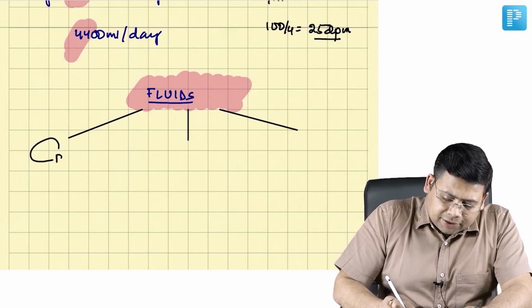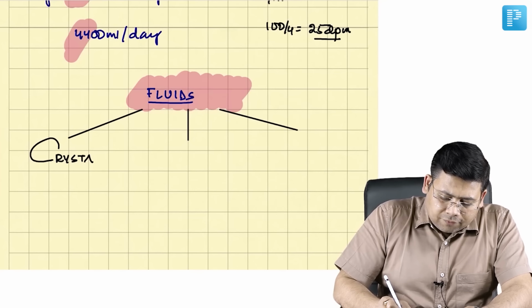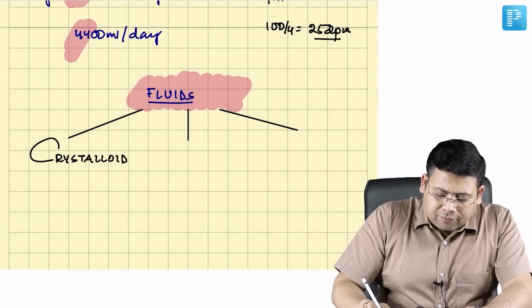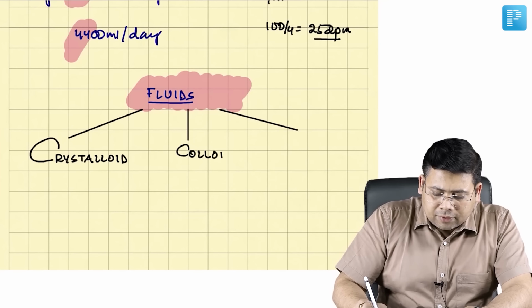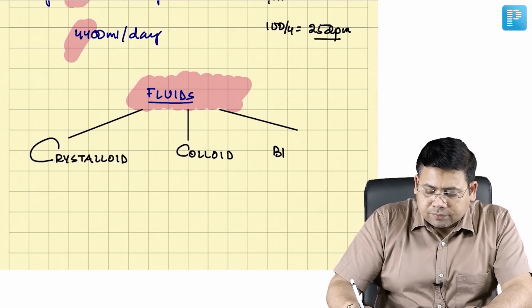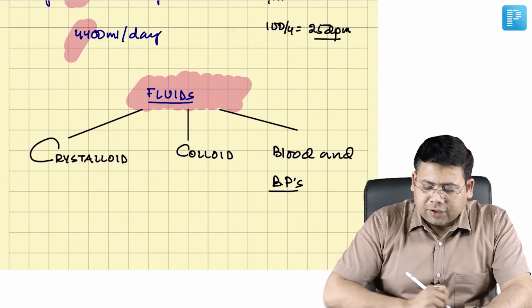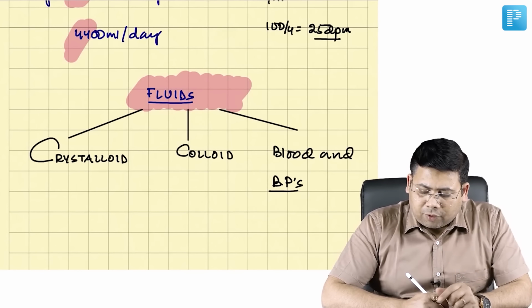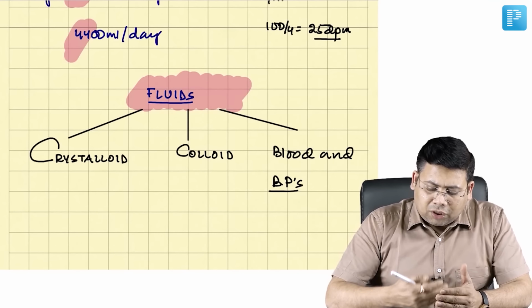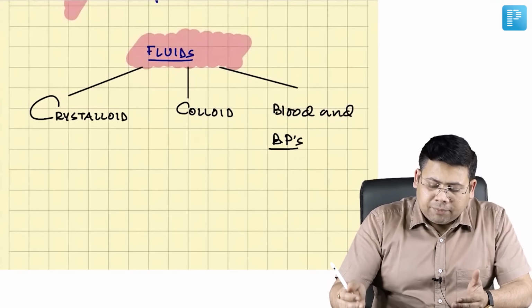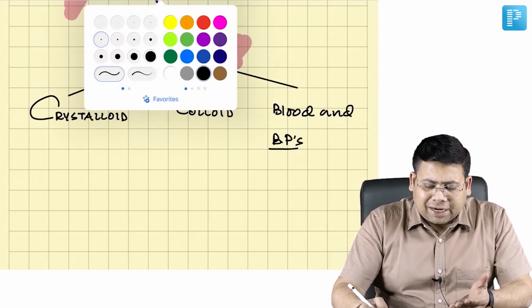So we have crystalloid, we have colloid, and we have blood and blood products. This is very important. Blood and blood products. Now if we talk about crystalloid, colloid, blood and blood products, let us have a basic idea.